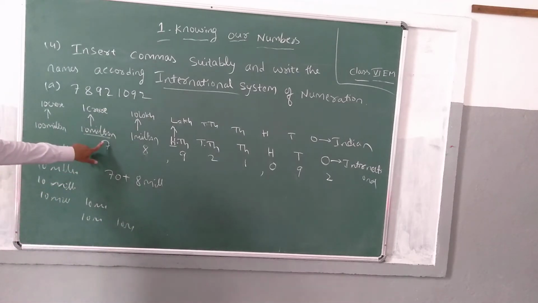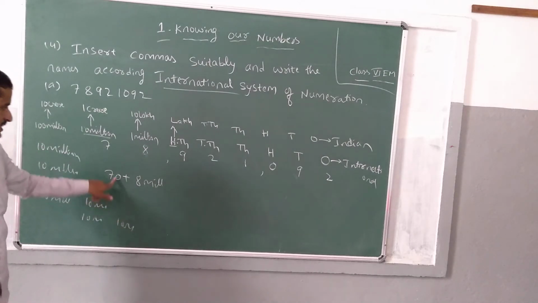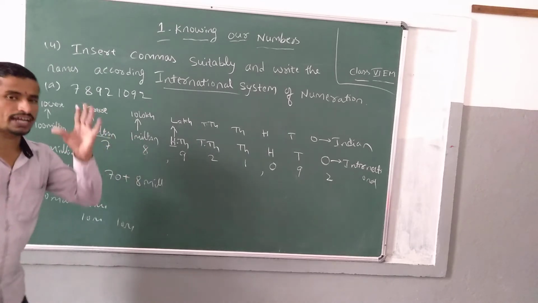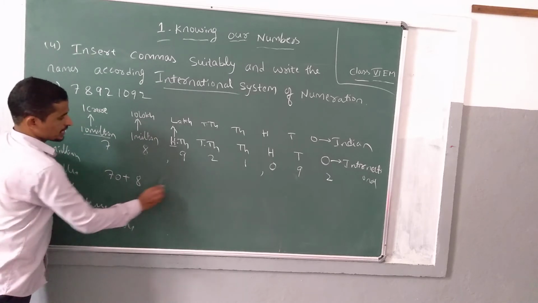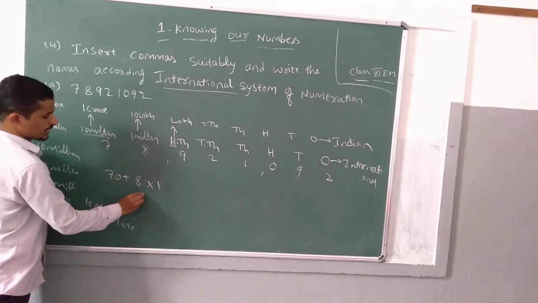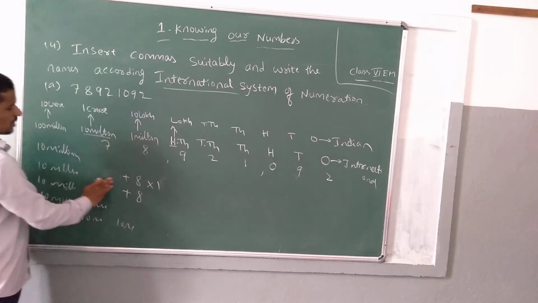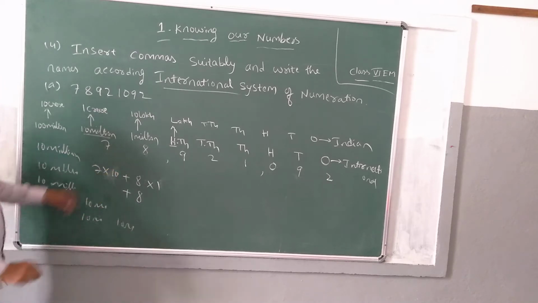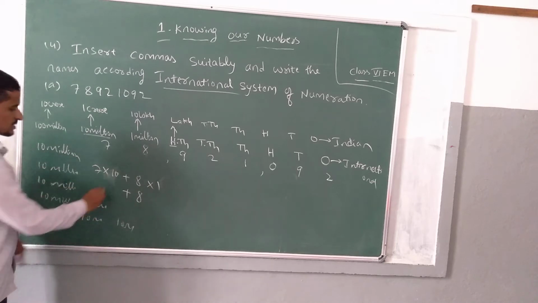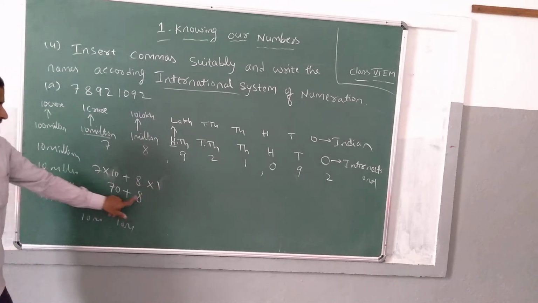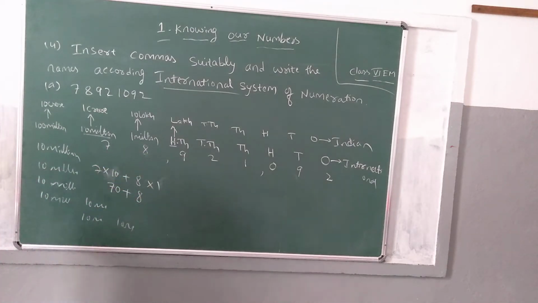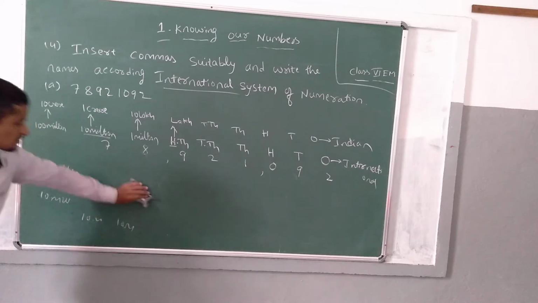Yes, how many 10 millions are there? 7 are there. How much is 10, 20, 30, 40, 50, 60, 70? 70 million. Plus, how many millions are there? 8 are there. So 8 ones are 8. 7 times 10 are 70. 70 plus 8, 78. Okay. Very easy problems. Okay.